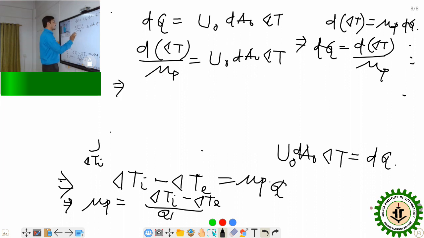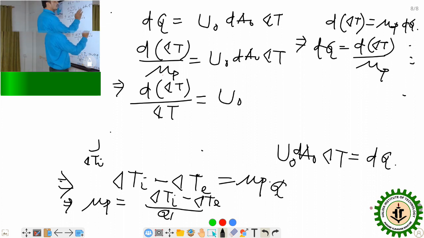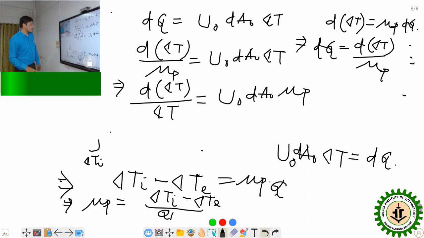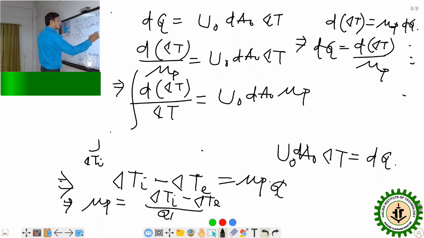So now again rewrite this del t. That del t coming here, it is nothing but U0. This U0 you know is the overall heat transfer coefficient. So dA0 mu p. Again we have to integrate this term. So integrating, this is the change of temperature, between two limits I and E, where I is for inlet and E for exit.